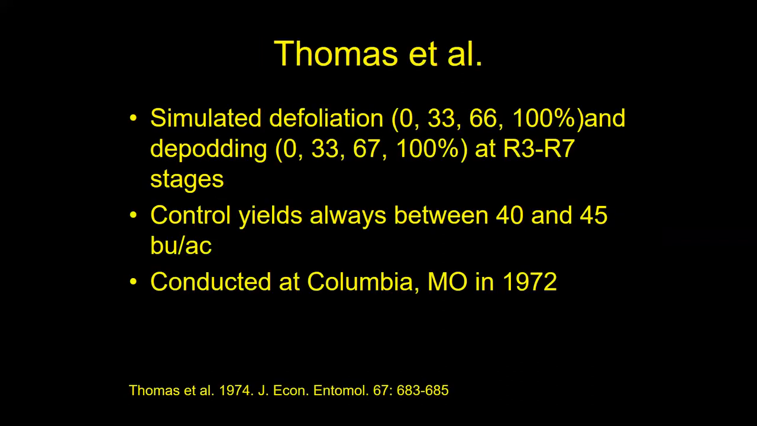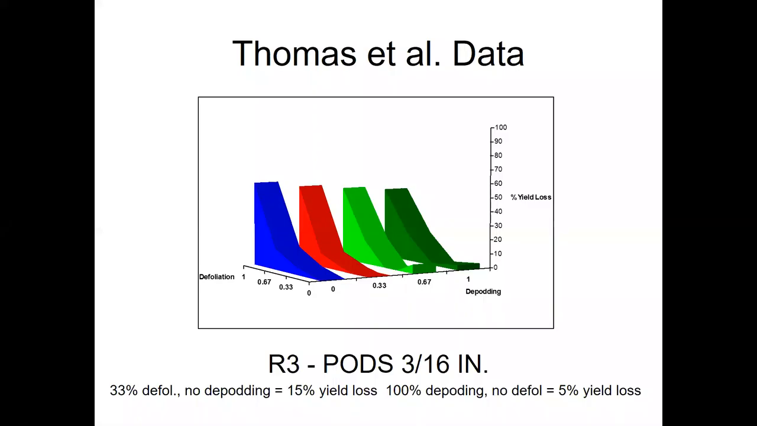Thomas and his researchers did some good work in Missouri in the early 70s where they simulated defoliation at 4 different levels and depodding at 4 different levels at different stages of soybean development. In these studies, the control yields were always between 40 and 45 bushels per acre. If we look at the bar charts here where we have depodding and defoliation axes, we see that where we had 33% defoliation and no depodding, we had a 15% yield loss.